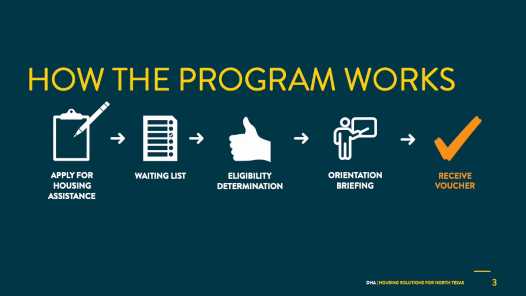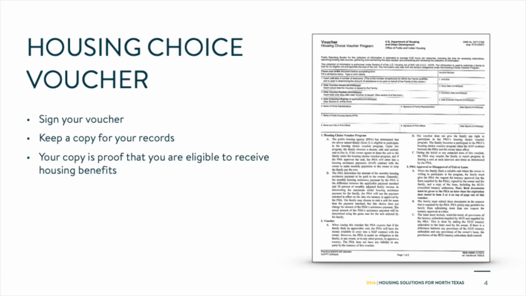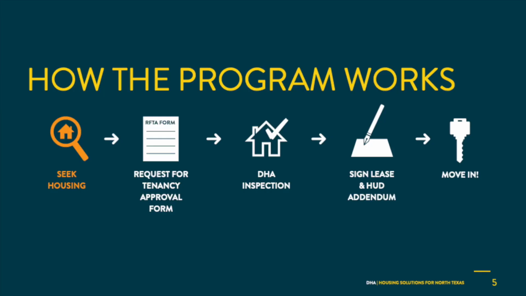Now that you have received your voucher, it is important to ensure all of your paperwork is in order. Make sure that you sign your voucher with blue or black ink. You will want to keep a copy for your records. This document is proof that you are eligible to receive housing benefits. In your briefing packet, the Dallas Housing Authority provides information about resources designed to direct you to dwelling units that may be available for rent.